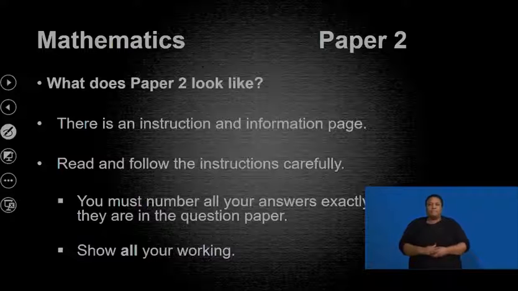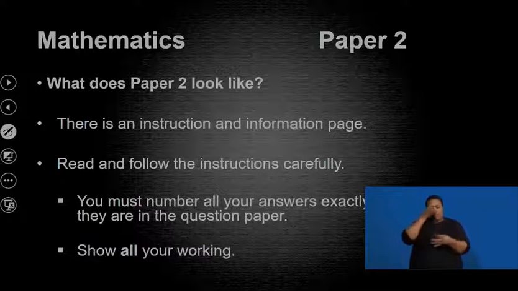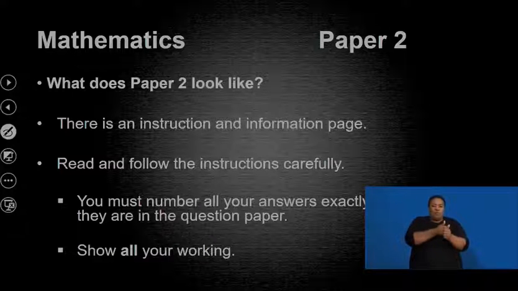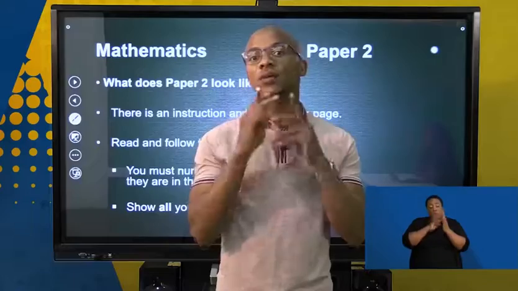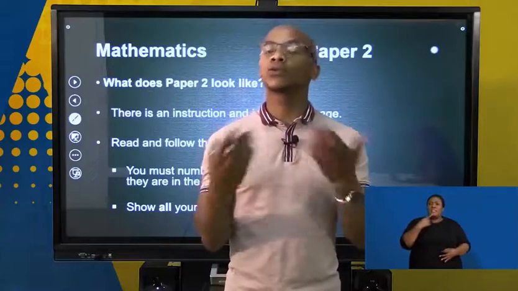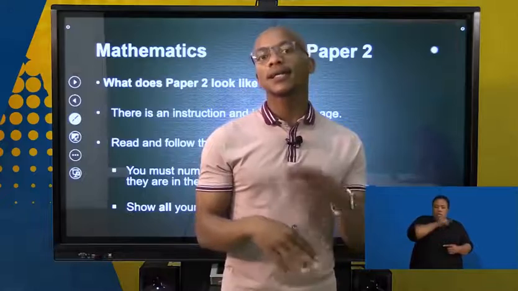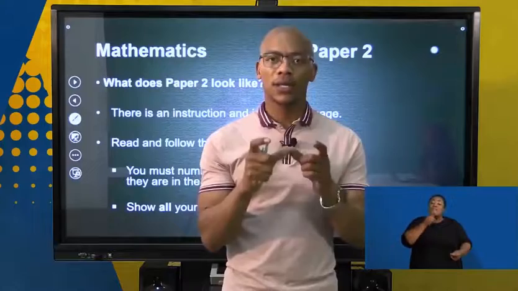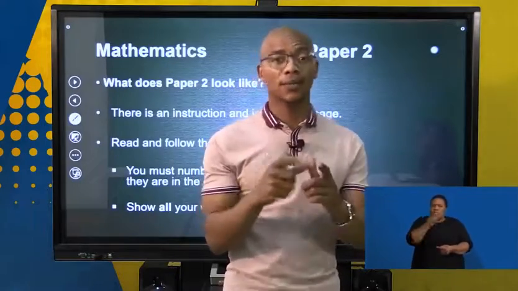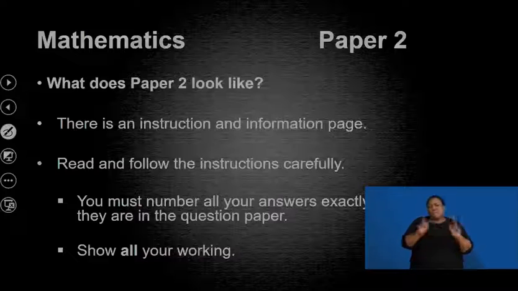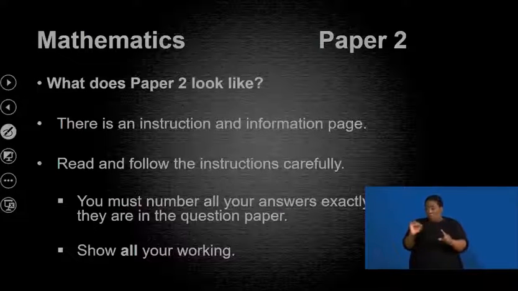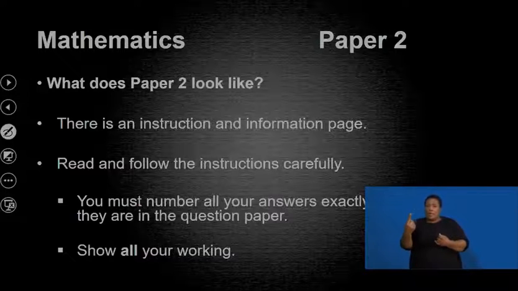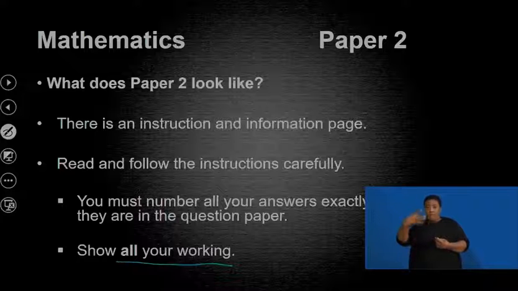And then also there are instructions and an information page that you need to look at. You need to read and follow the instructions carefully. Now, one of the instructions that most of us do not follow, especially with paper 2, is when they say round off to 2 decimal places. On the instruction, it says you need to round off to 2 decimal places unless told otherwise. So please note that and follow it accordingly. And then you must number all your answers exactly as they are numbered. So if there are two 2.1s, you write 2.1 twice. And then show all your working because that's where your marks are.